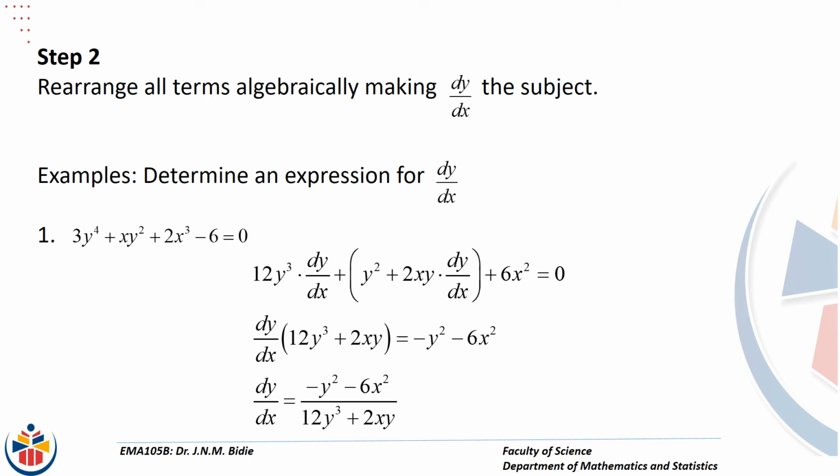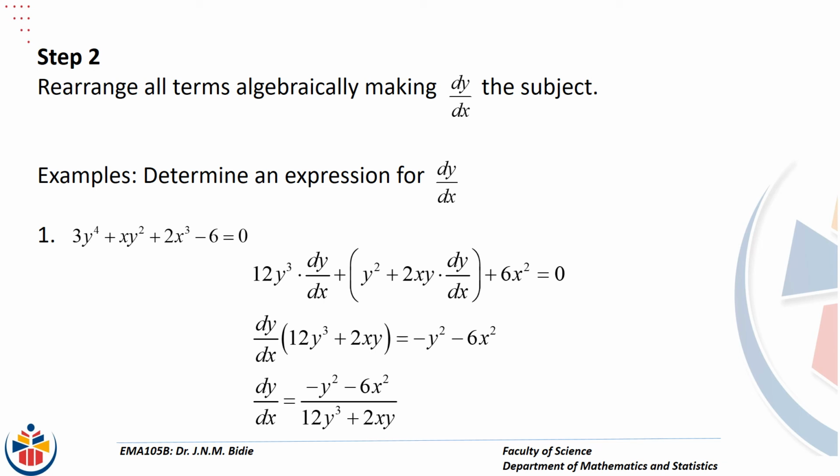Second term is x y squared. X y squared, product rule. So you differentiate x first, you are left with y squared plus x times the derivative of y squared, which is 2y, multiplied by dy over dx. And then the derivative of 2x cubed is 6x squared. Derivative of negative 6 is 0, and the derivative of 0 on the right hand side is 0.